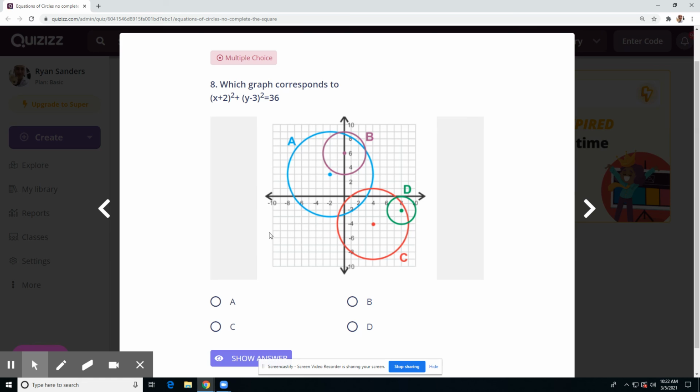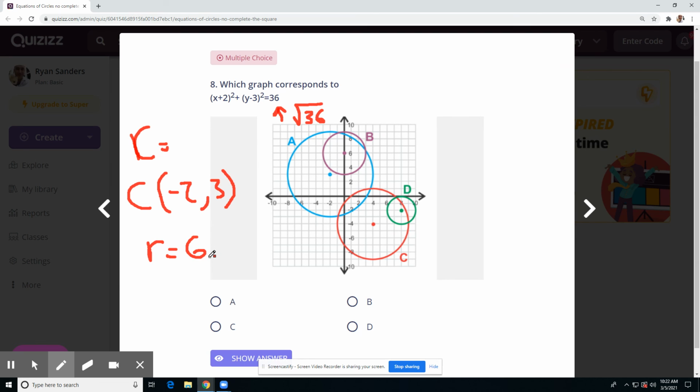Which graph corresponds to this one? Positive 2 and negative 3 in these spots, and then a 36. So our center is the opposite of these. Yeah, I'm messing up a little bit. Center is our opposite. So negative 2 for this one. Opposite of negative 3 is positive 3. And then hopefully by now you're seeing that the radius is the square root of this. Square root of 36 is 6. So be careful about that. Negative 2 is our x, positive 3, and then 1, 2, 3, 4, 5, 6 to confirm. So it looks like it's this blue one. All right.